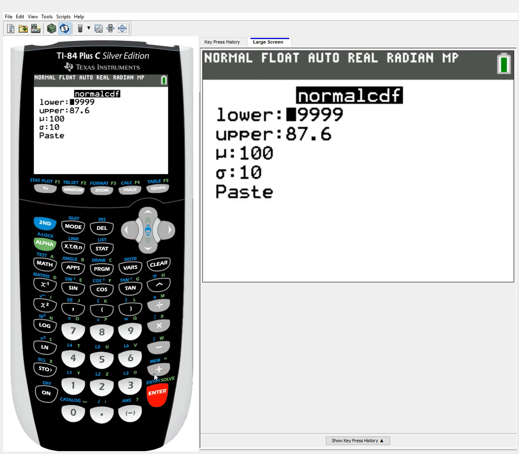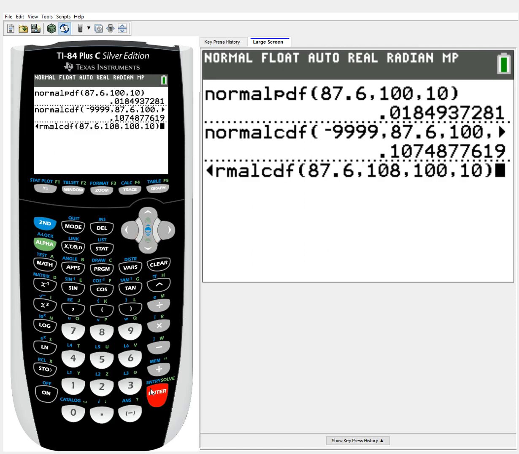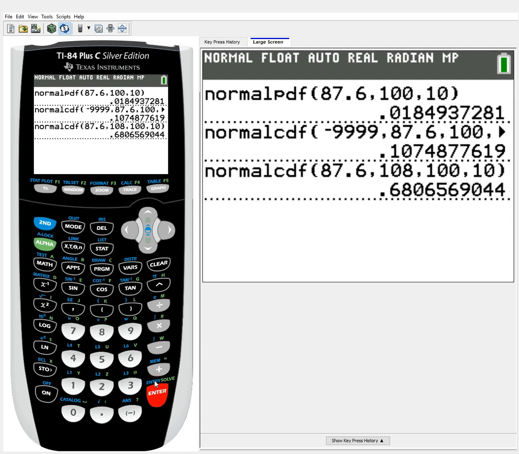Maybe you want to find the area between 2 values, so maybe between 87.6 and 108. I can find the area between these 2 values on my range here. Paste in the same way. Again, in this case, I'm not going from negative or positive infinity. I'm just going between 87.6 and 108 to find the probability in between there. And I get about 68%. So there we go. Works pretty nice.